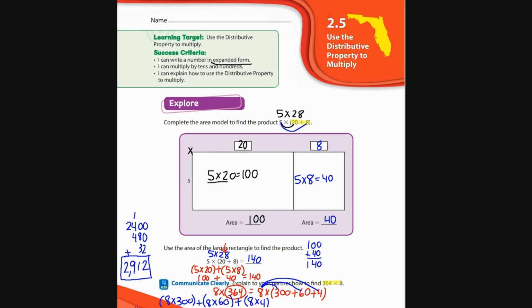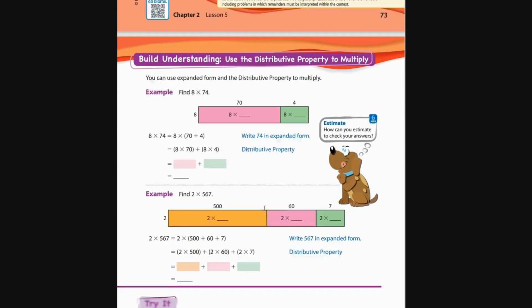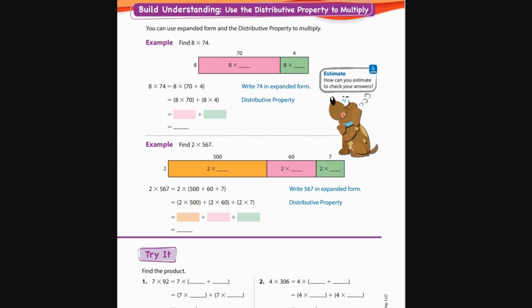Okay, now we're going to move over to our next page. And let's move it along. Okay, so here we have build understanding, use the distributive property to multiply. Same thing. What did they distribute? 74 as 70 plus 4. Step 1, outside. Remember, it's outside. Let me do it here. Outside times the first number. So it's 8 times 70 goes first. After 8 times 70, then it's 8 again, but now it's times the second digit, which is 4.